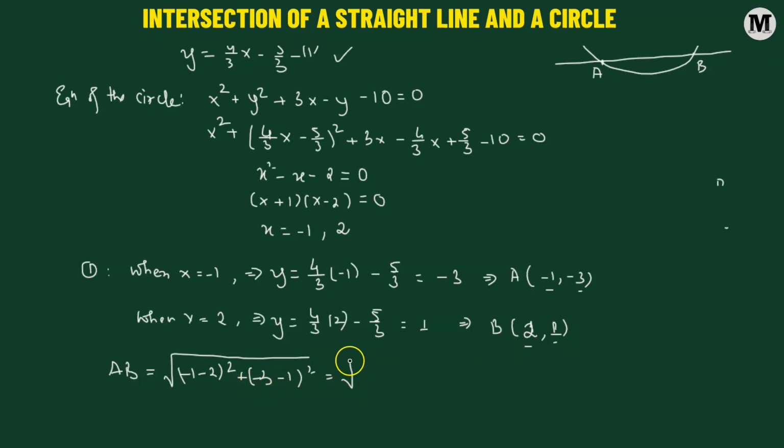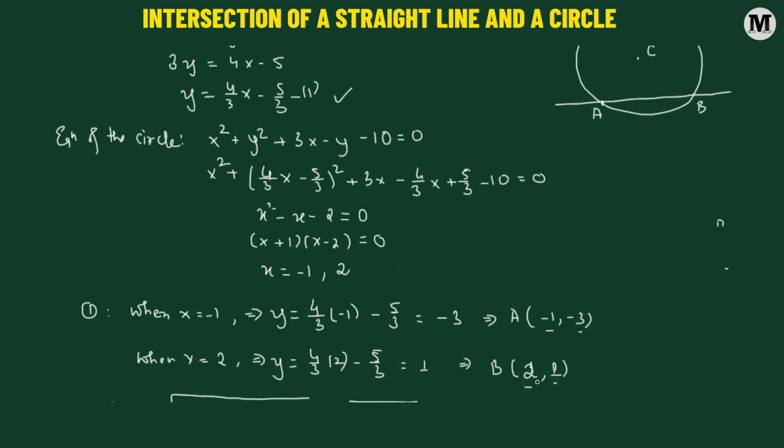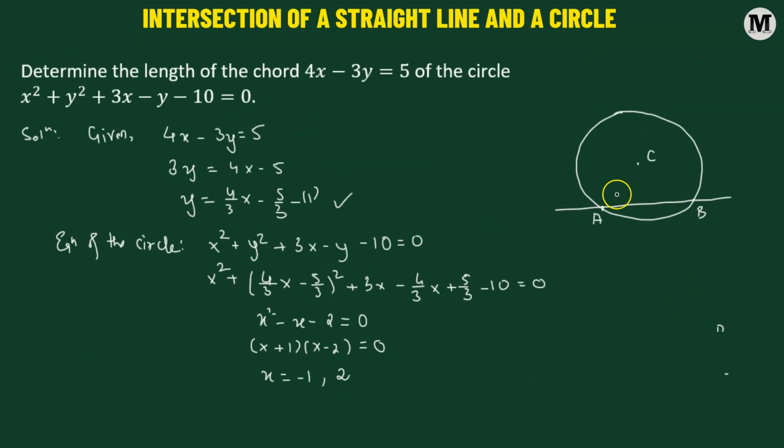This will be equal to the square root of (-3) squared, which is +9, added to (-3 minus 1), so that's -4. Squaring it gives us +16, which is nothing but the square root of 25, or we can say 5 units. So that means the length of the chord AB is going to be 5 units.